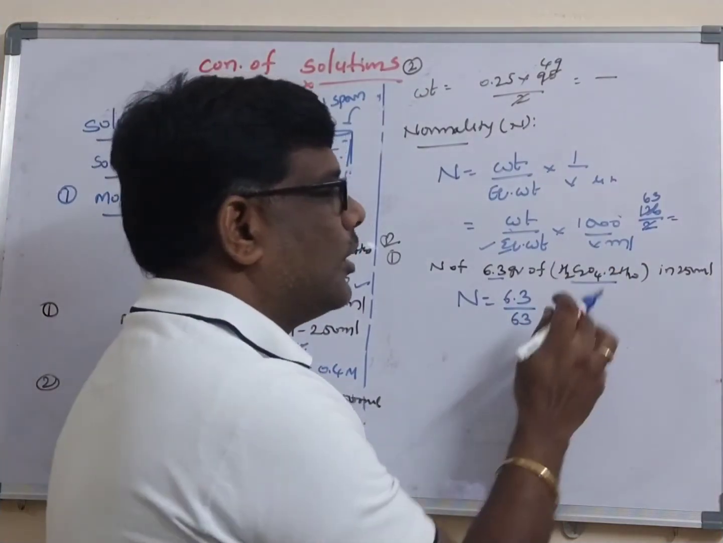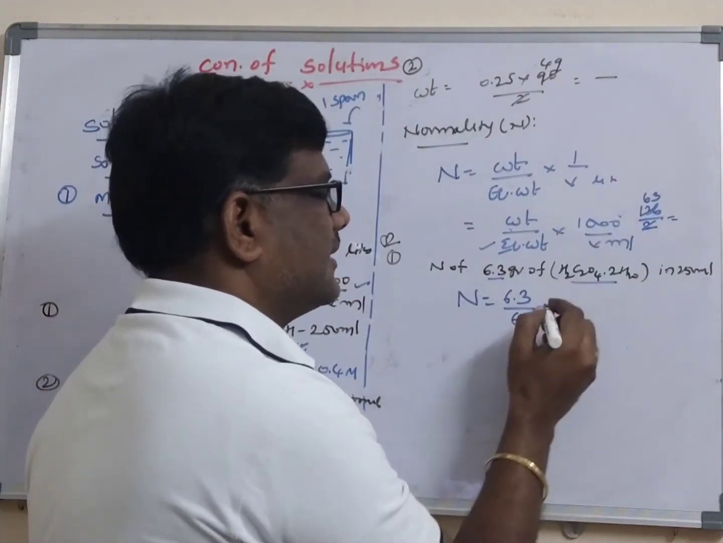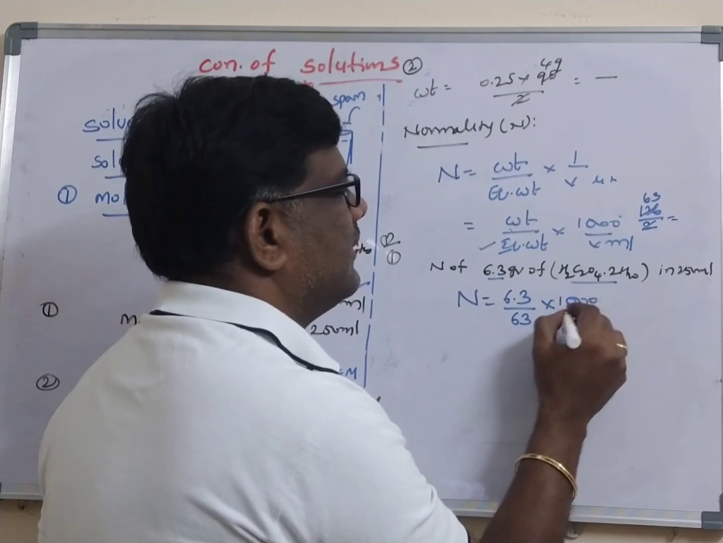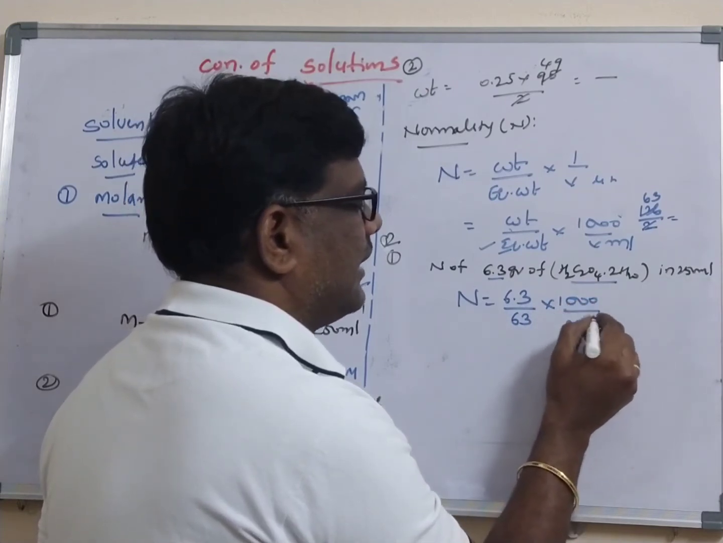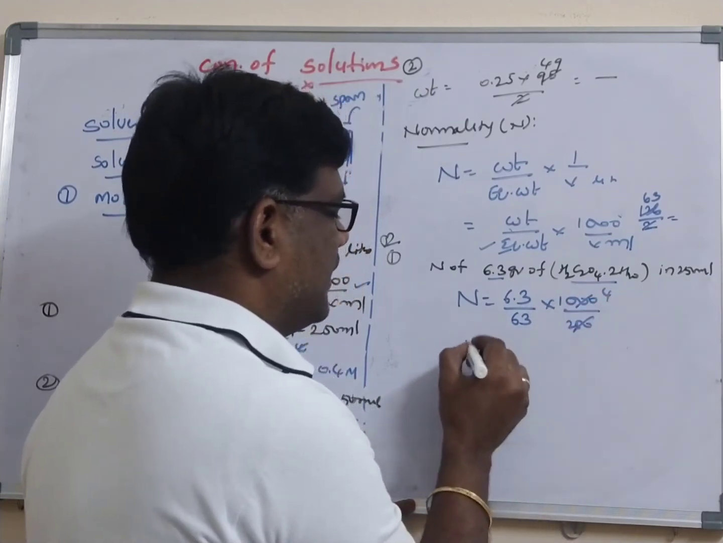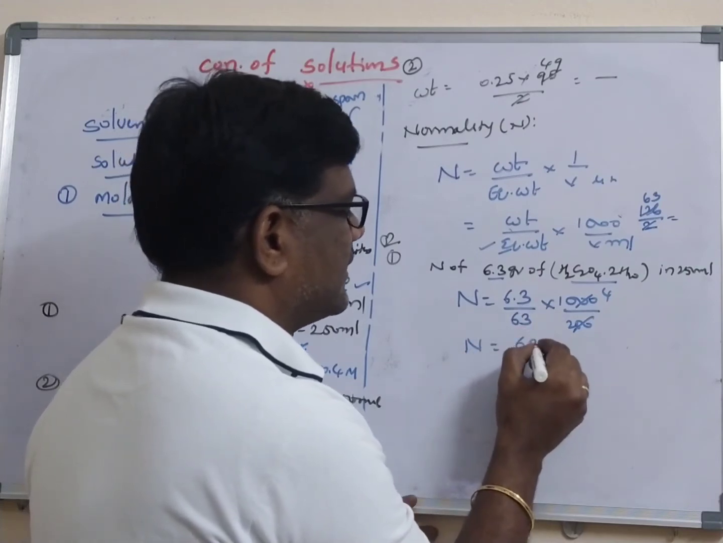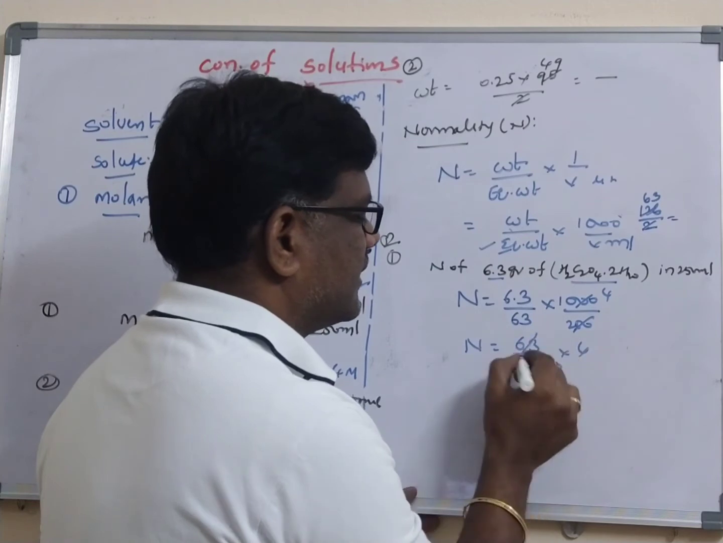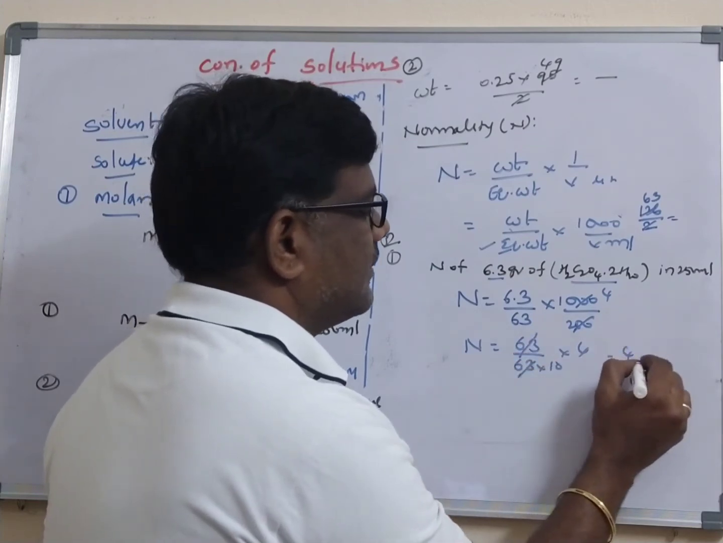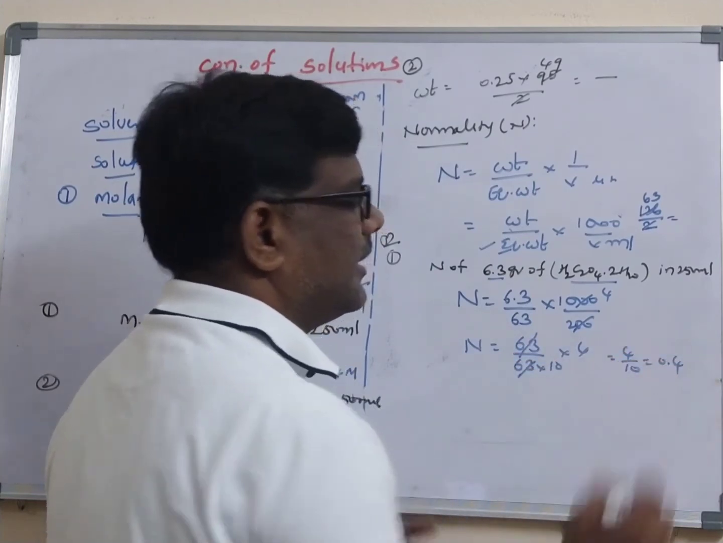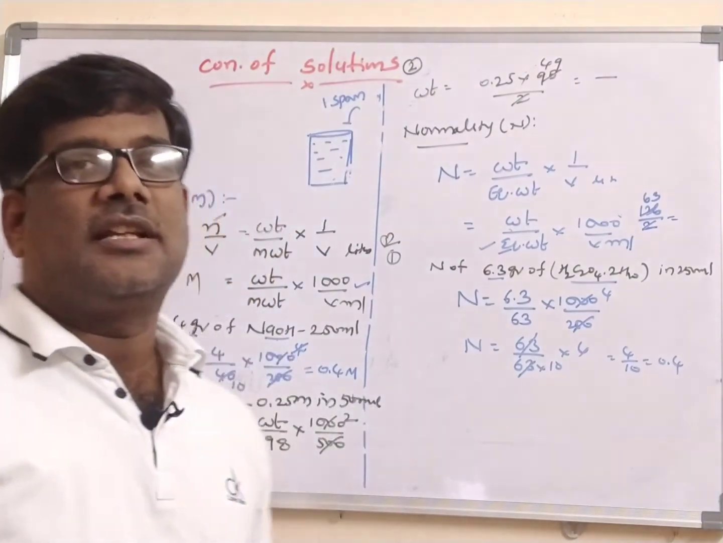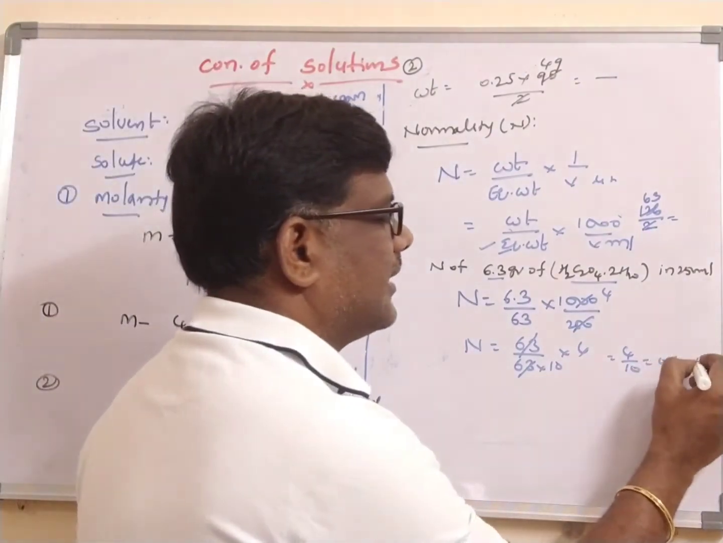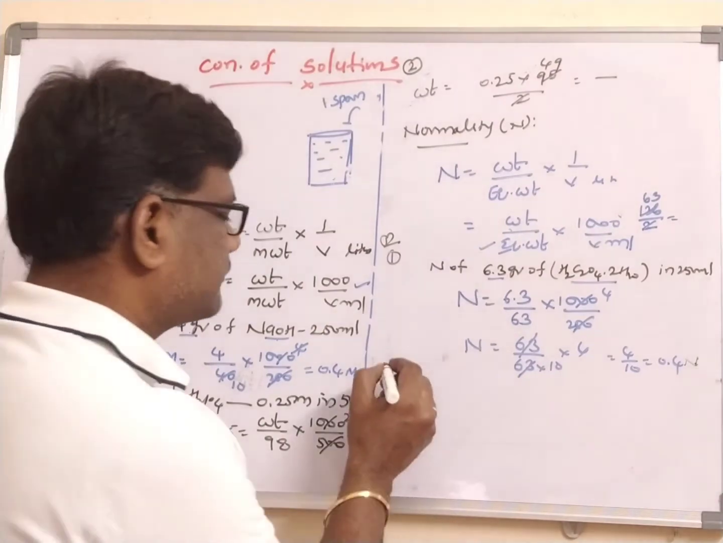It is equal to 63 into 1000 divided by 250 ml. 250 times 4 is 1000. So N is equal to 6.3 by 63 into 4, which is 4 by 10, nothing but 0.4. So this is the normality, which is represented with the letter N. So this is the first problem.